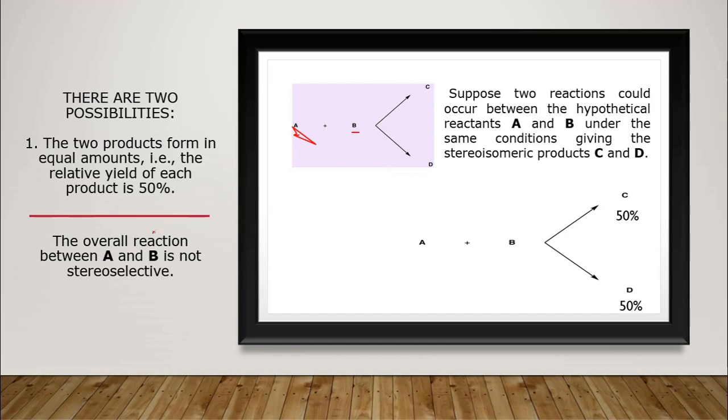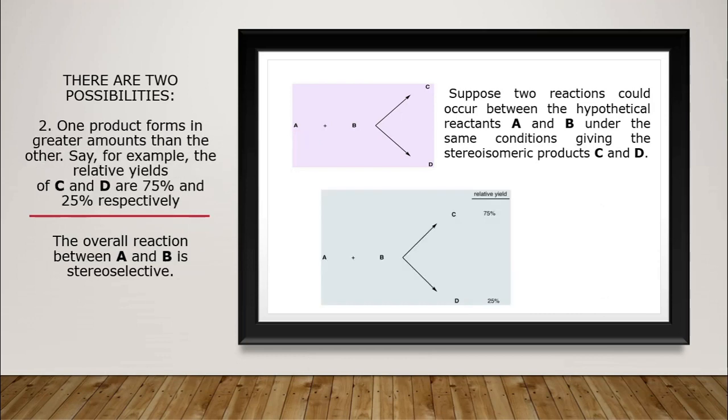There can be two possibilities. The two products are formed in equal amounts, that is 50% of each isomer. The relative yield of each product is 50%, and the overall reaction between A and B is not stereoselective.